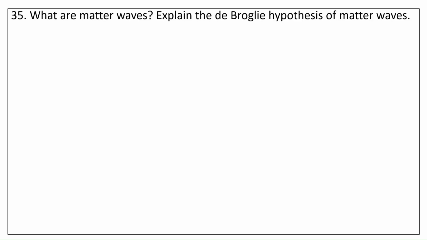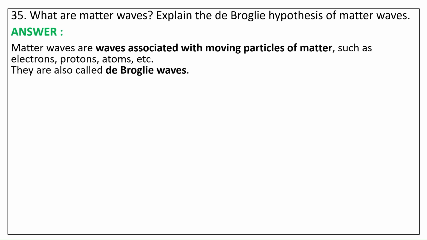Next. 35. What are matter waves? Explain the de Broglie hypothesis of matter waves. Answer. Matter waves are waves associated with moving particles of matter, such as electrons, protons, atoms, etc. They are also called de Broglie waves.